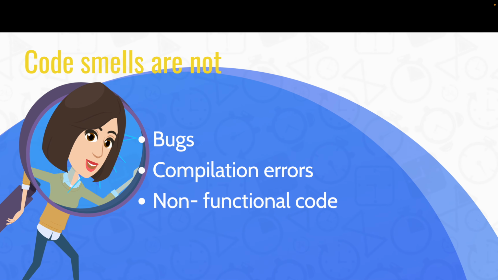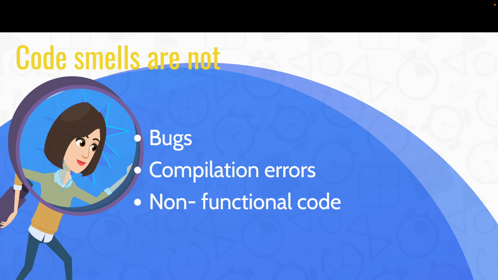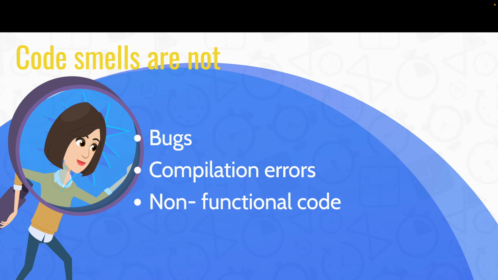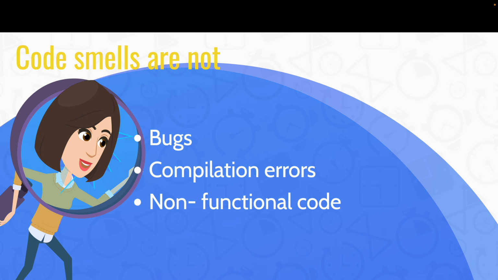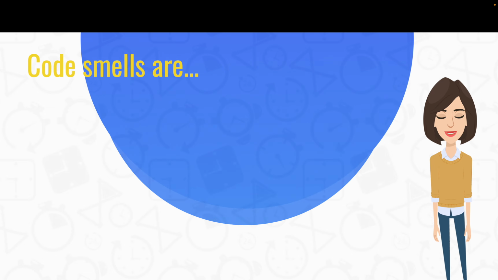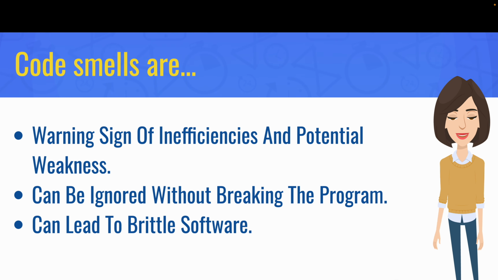Before we understand code smells, let's first understand what code smells are not, as many developers have this confusion. Code smells are not bugs in the code. Code smells are not compilation errors. And code smells are not non-functional code. What code smells are? Smells are warnings or signs pointing to inefficiencies and potential weakness in the code.